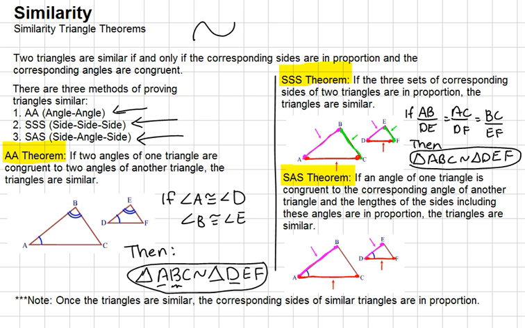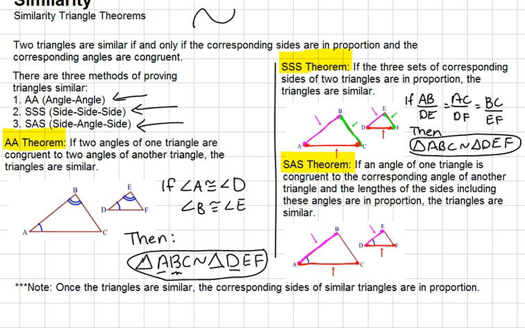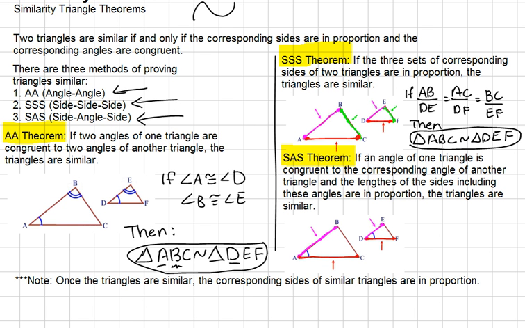So let's look at side, angle, side, the SAS theorem. If an angle of one triangle is congruent to the corresponding angle of another triangle, and the lengths of the sides including these angles are in proportion, the triangles are similar. So here, if we have angle A congruent to angle D, and then we have two sets of corresponding sides that are in proportion.